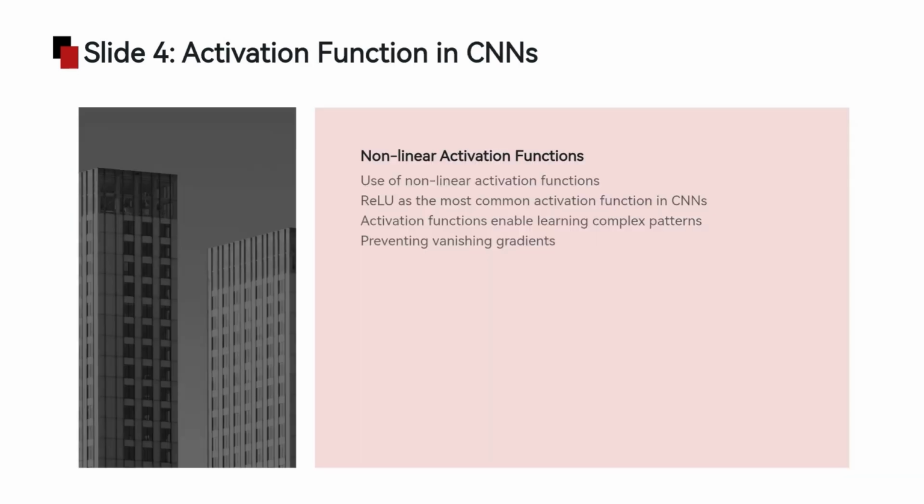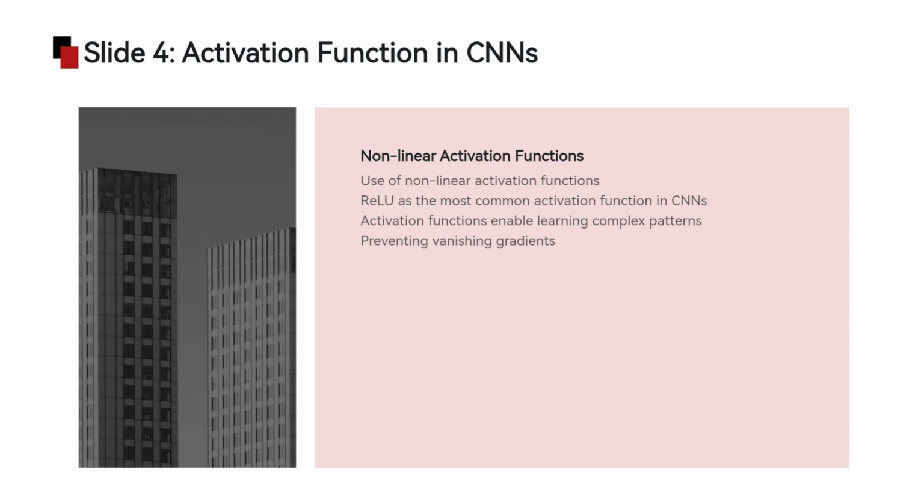Activation functions play an important role in CNNs, just like in traditional neural networks. After the convolution operation, the output is passed through an activation function to introduce nonlinearity into the model. Without nonlinear activation functions, CNNs would only be able to model linear relationships between inputs and outputs, which limits their ability to learn complex patterns. The most common activation function used in CNNs is ReLU, rectified linear unit, which replaces all negative values in the output with 0 and leaves positive values unchanged.